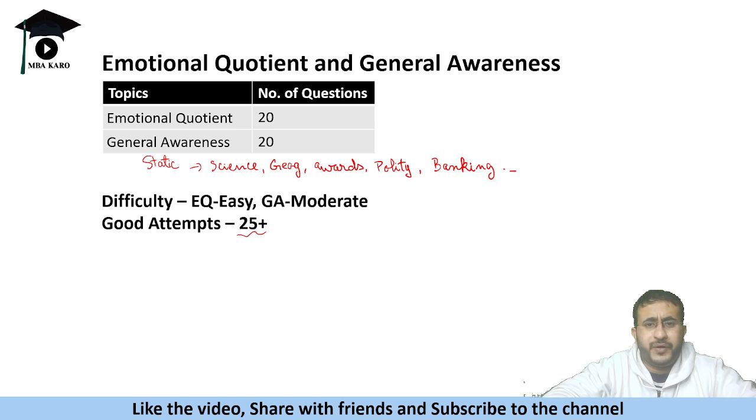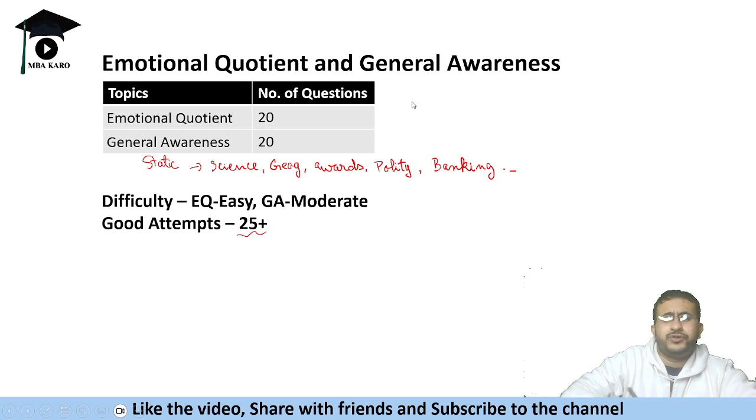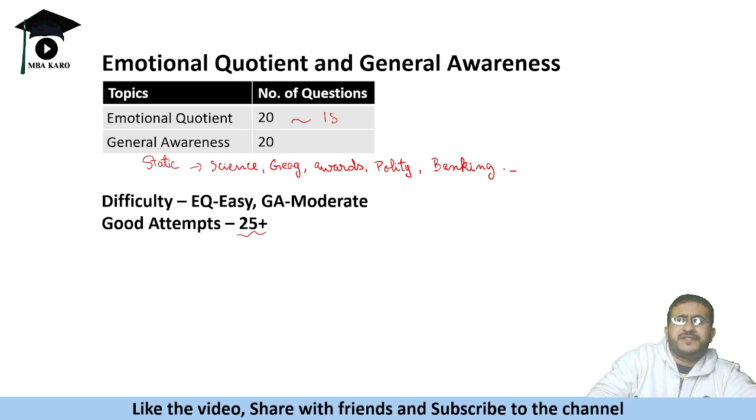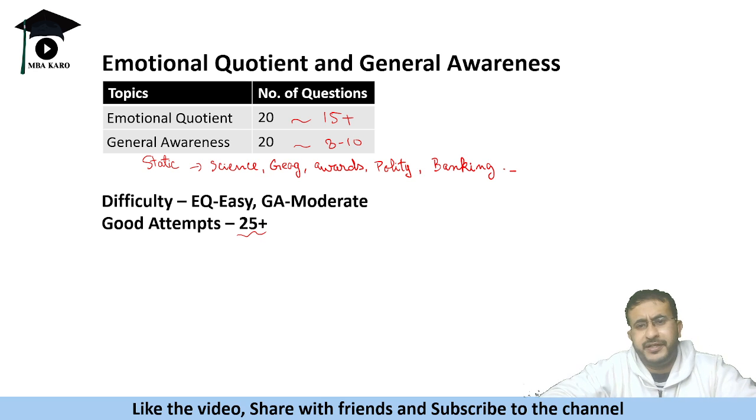So out of 20 questions of EQ, I guess a good student should be able to attempt 15 plus very easily. Okay, and GA also somewhere around 8 to 10 questions if you do. So not even 25, even if you've done 22, 23 at least, that is a very good attempt in this section, because GK is static but not everyone is aware of all the topics. So 8 to 10 is a decent attempt, and 15 plus, so somewhere around 25 you have attempted. That's a very good attempt in this section.